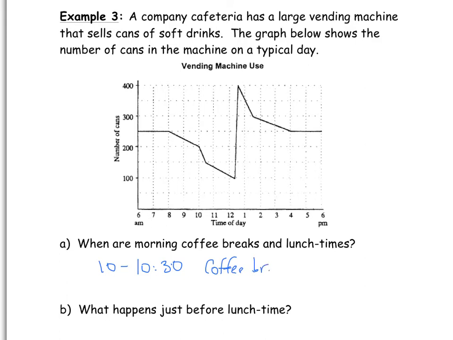And now when would be lunchtime? Well, if you think about it, they probably refill this machine right before lunch. So we're going to say lunchtime's probably at 12:30, and it probably lasts all the way till 1:30, right? Because that's when the decrease of cans goes down quite dramatically in a short period of time. So lunch is between 12:30 and 1:30.